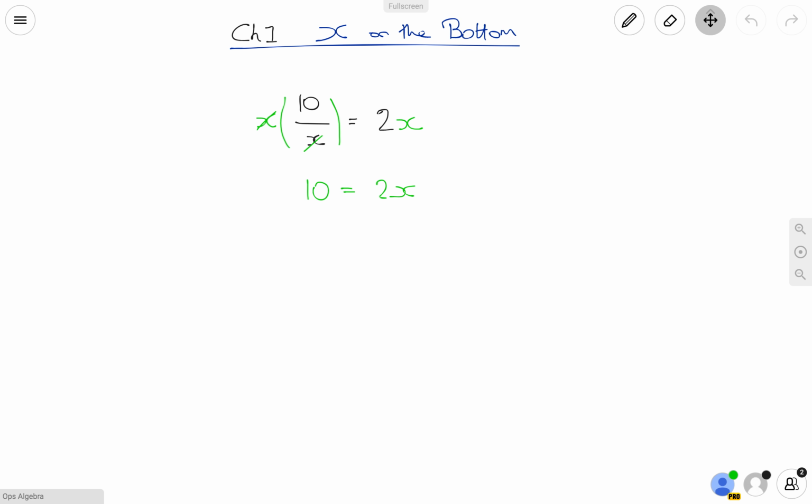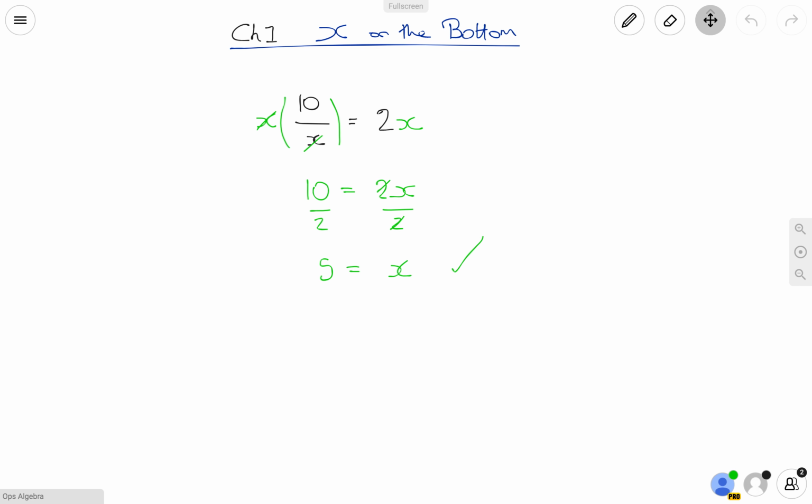And now we've seen this before many times. We've got 2 times x. Opposite of that is dividing by 2. Like that. And we're going to get 5 equals x. These cancel. The left hand side is 5. And there you go, you solved it.